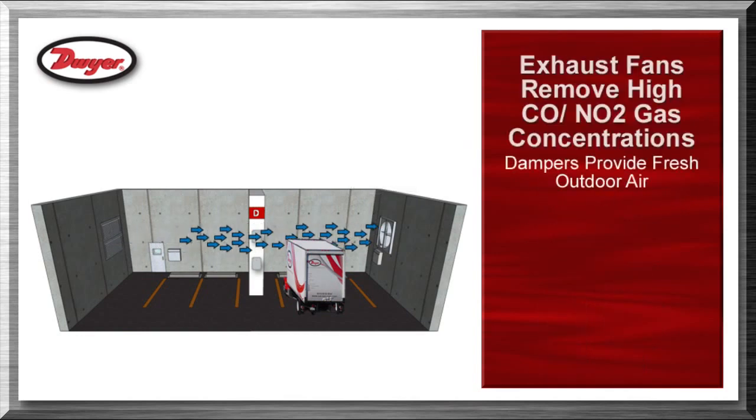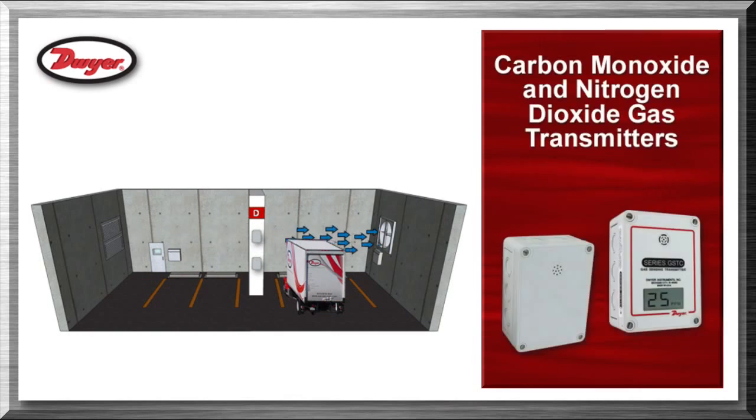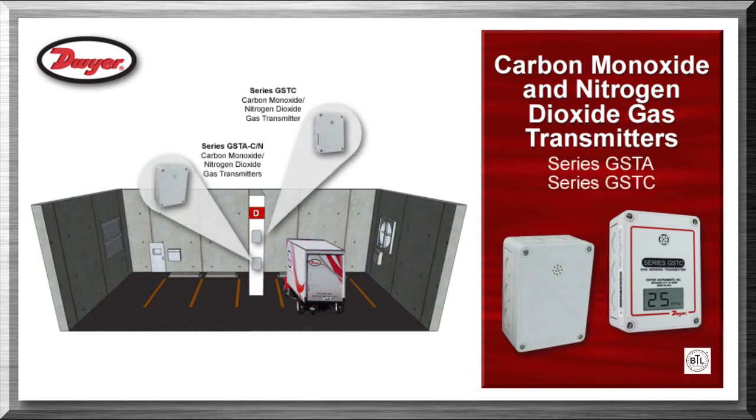Building parking garages are monitored for vehicle emissions to ensure environmental safety. The fans remove higher gas concentrations from the garage while simultaneously pulling fresh, outdoor air through the dampers, which are located on opposite ends of the garage. Carbon monoxide and nitrogen dioxide gas transmitters, series GSTA and series GSTC, are used to monitor parking garage and loading dock gas concentrations to ensure proper ventilation of vehicle emissions.